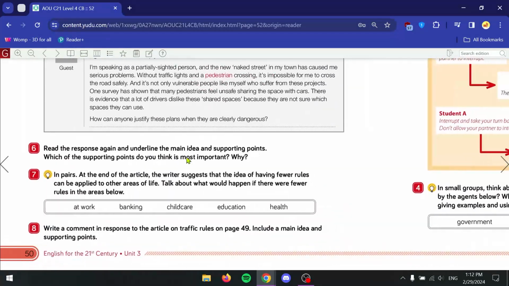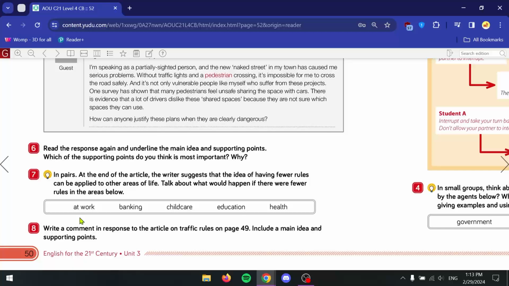So here, talk about what would happen if there were fewer rules in the areas below. This will be totally up to you, which, you know what that means. It means you have to pause the video and do these one by one. I'll go over them briefly, but again, there's no right or wrong answer. It's just what you think, and do you think fewer rules is good or bad, and how can it be applied? For example, let's take a look at work.